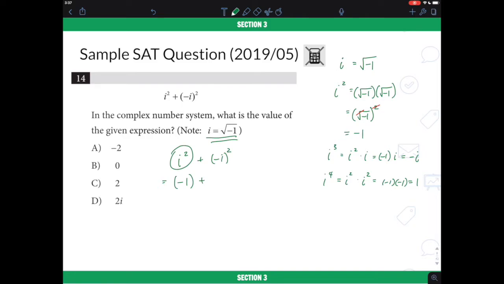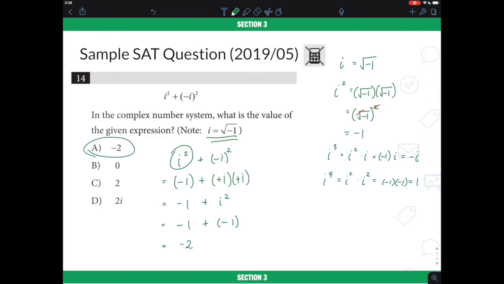Now, what about the parentheses, (-i) square? It is better that we write it out as -i times -i. Now, the two negatives would cancel each other out to become positive. And then when we have i times i, it is basically i square. So by following our notations, i square is equal to -1. So what you have here is -1 plus -1, which means that you have -1 minus 1. And that's how we have -2 as the answer.